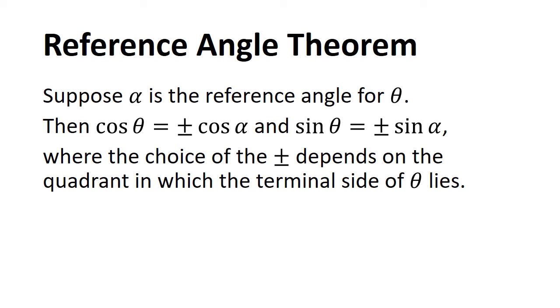Ito yung theorem para sa reference angle. Suppose alpha is the reference angle for theta, the cosine theta equals positive negative cosine alpha, and sine theta equals positive negative sine alpha, where the choice of the positive negative depends on the quadrant in which the terminal side of the theta lies.